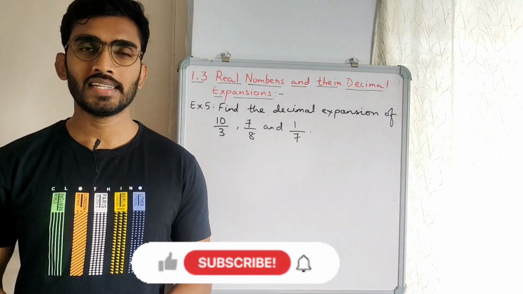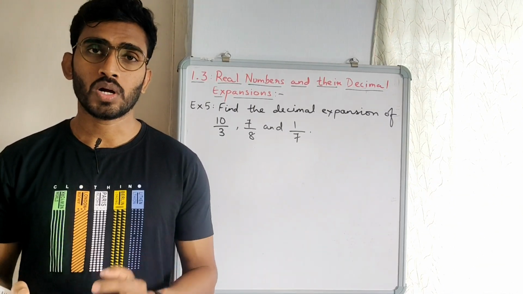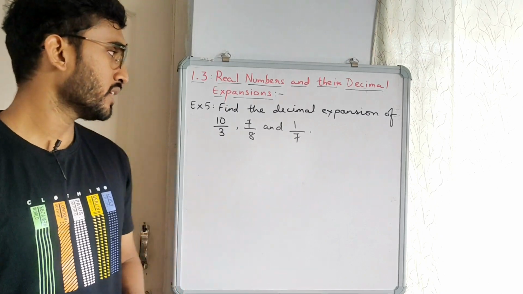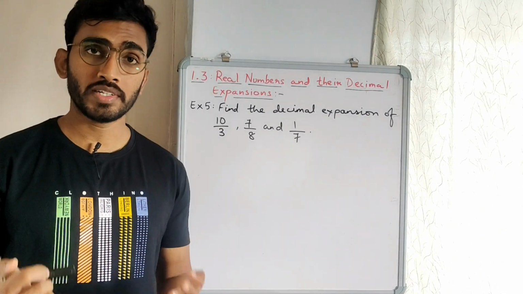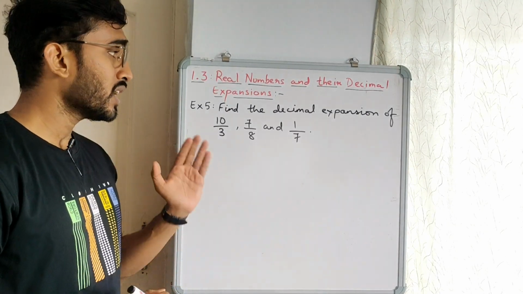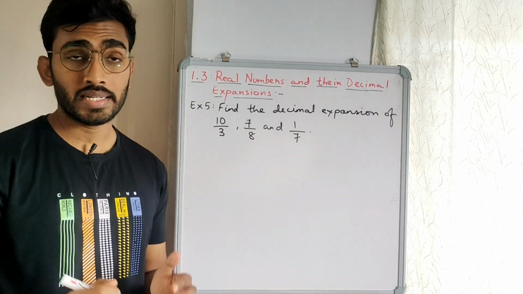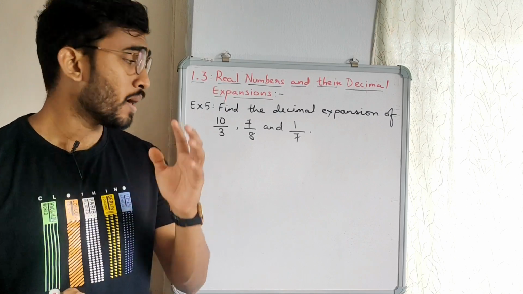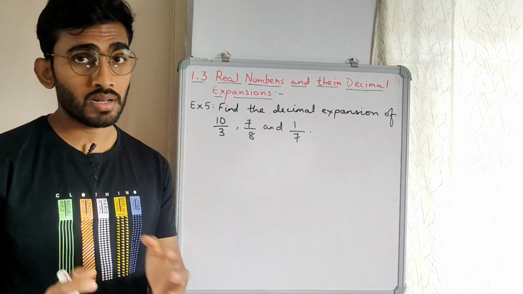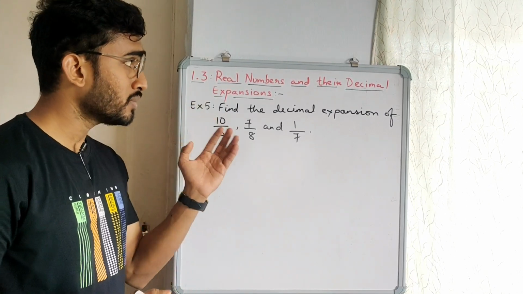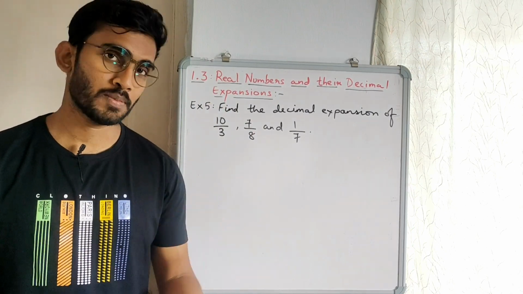Real numbers and their decimal expansion. To understand this topic, we are taking here example number 5 of the textbook. The question is, find the decimal expansion of 10 upon 3, 7 upon 8 and 1 upon 7. By doing this example, we will understand real numbers and their decimal expansion.